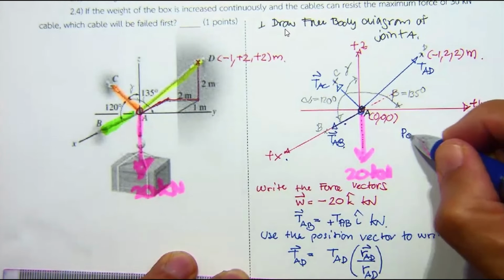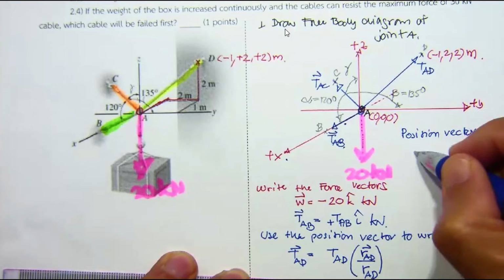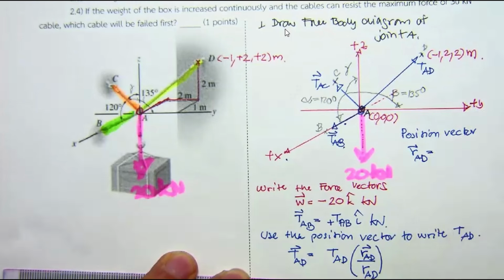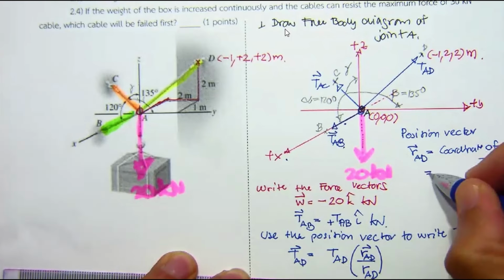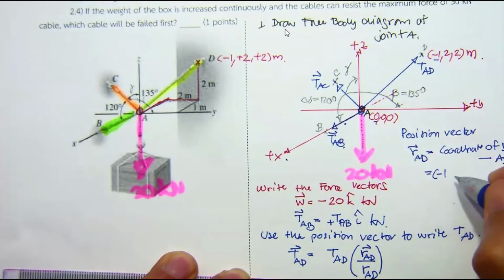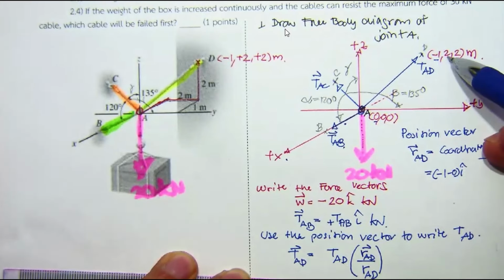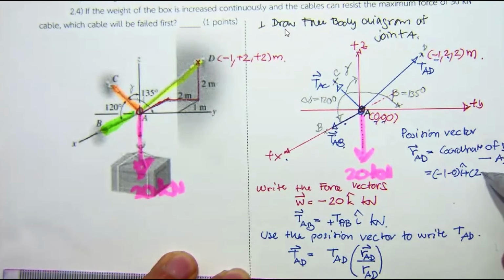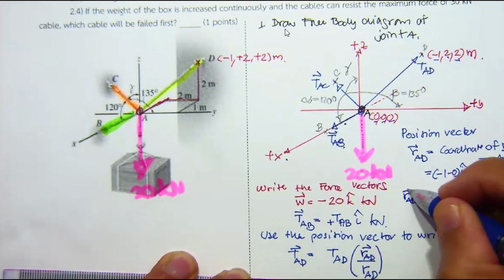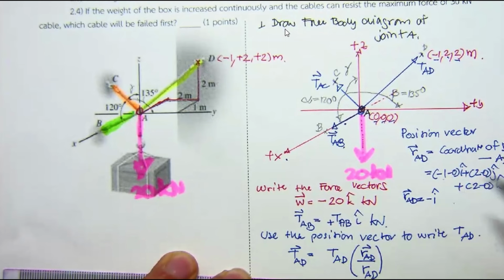Now we have the position vector R sub AD equal to the coordinate of D minus the coordinate of A. We have minus 1 minus 0, so minus 1 minus 0 i. At D, 2 plus 2 minus 0 j. And the last one, plus 2 minus 0 k. So we have the position vector R sub AD equal to minus i plus 2j plus 2k.